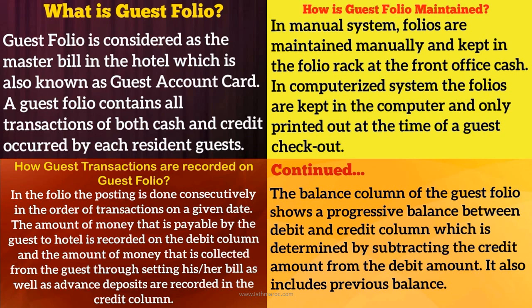It's okay in general. How are guest transactions recorded on the guest folio? In the folio, the posting is done consecutively in the order of transactions on a given date. The amount of money that is payable by the guest to the hotel is recorded in the debit column, and the amount of money that is collected from the guest through settling his or her bills, as well as advance deposits, is recorded in the credit column. So there is a column in the guest folio which is dedicated to the payment or the finances.